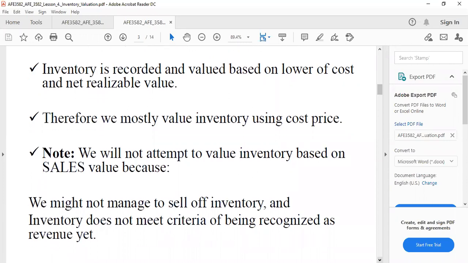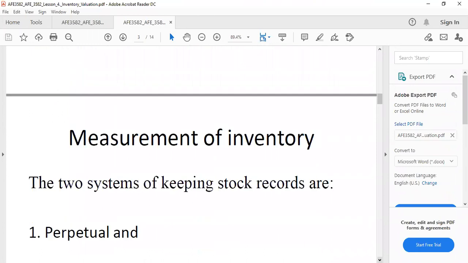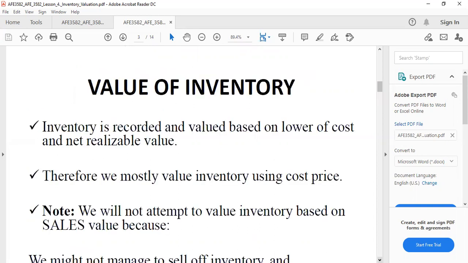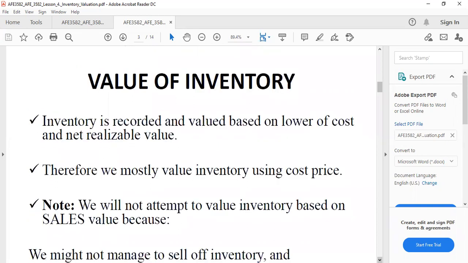And then we move on. Measurement of inventory. So there are two systems of keeping stock. Ne? We have two different kinds of systems of keeping stock, the perpetual and the periodic system. So these systems are very important. You can be asked to explain or to give the difference between the perpetual and the periodic systems. So let's start off with perpetual.